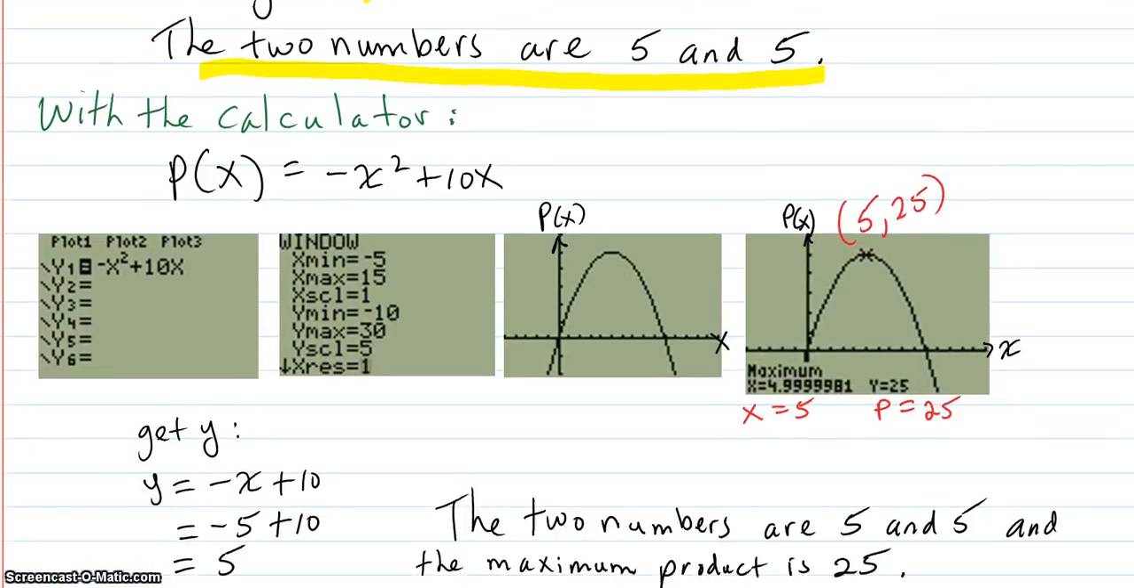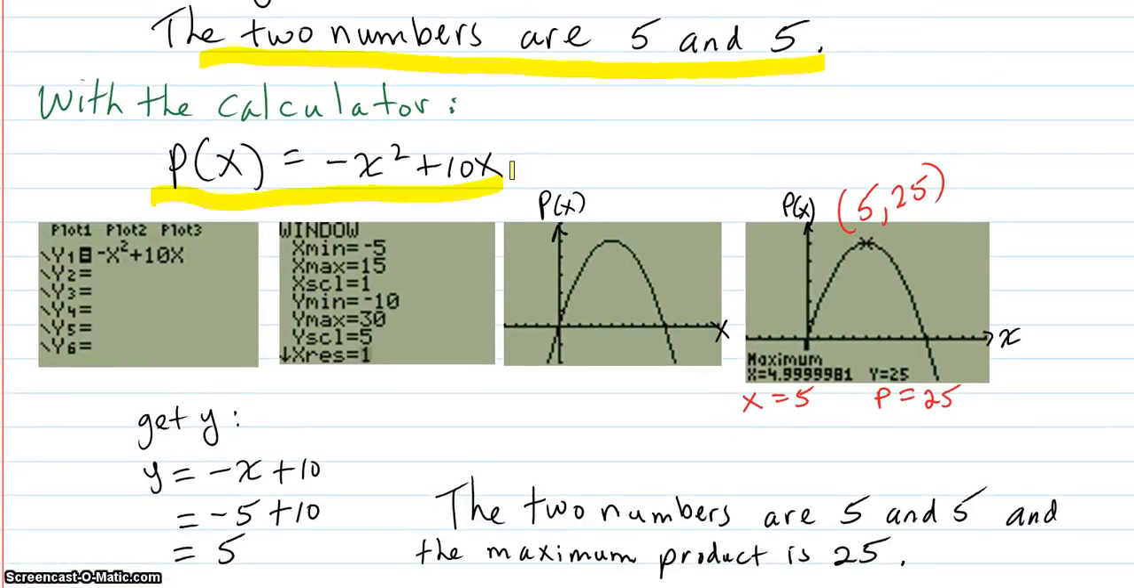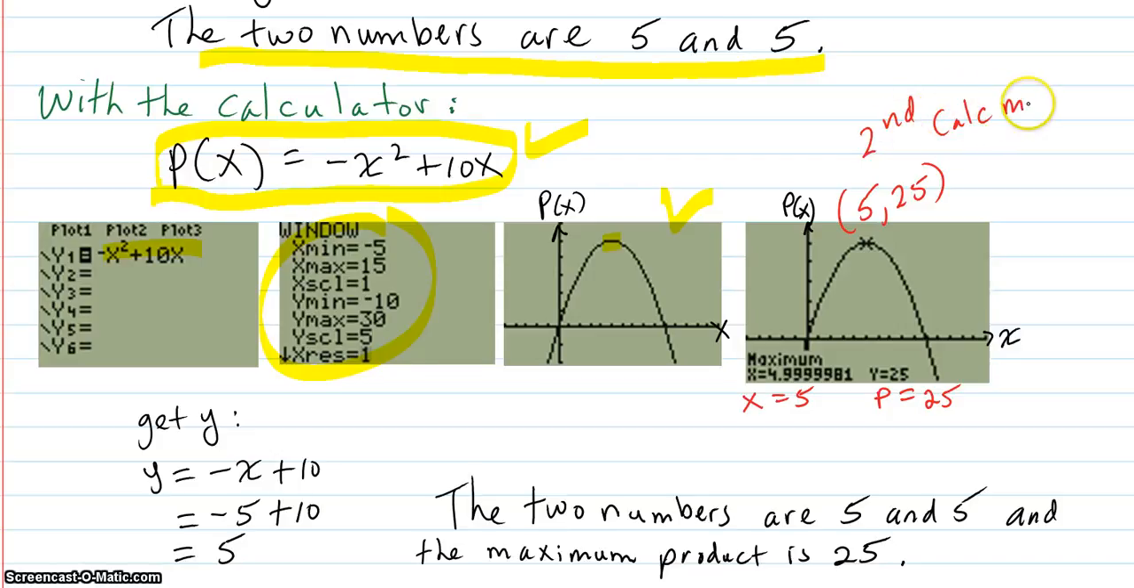Doing it with the calculator, you take your product function of one variable, so you have to do that work to get this far. Then you plug it in to the calculator. You work some kind of window in order to make you be able to see the vertex up here. You can see it's a parabola opening down like it was supposed to be. Then you use second calc max, second calc maximum.